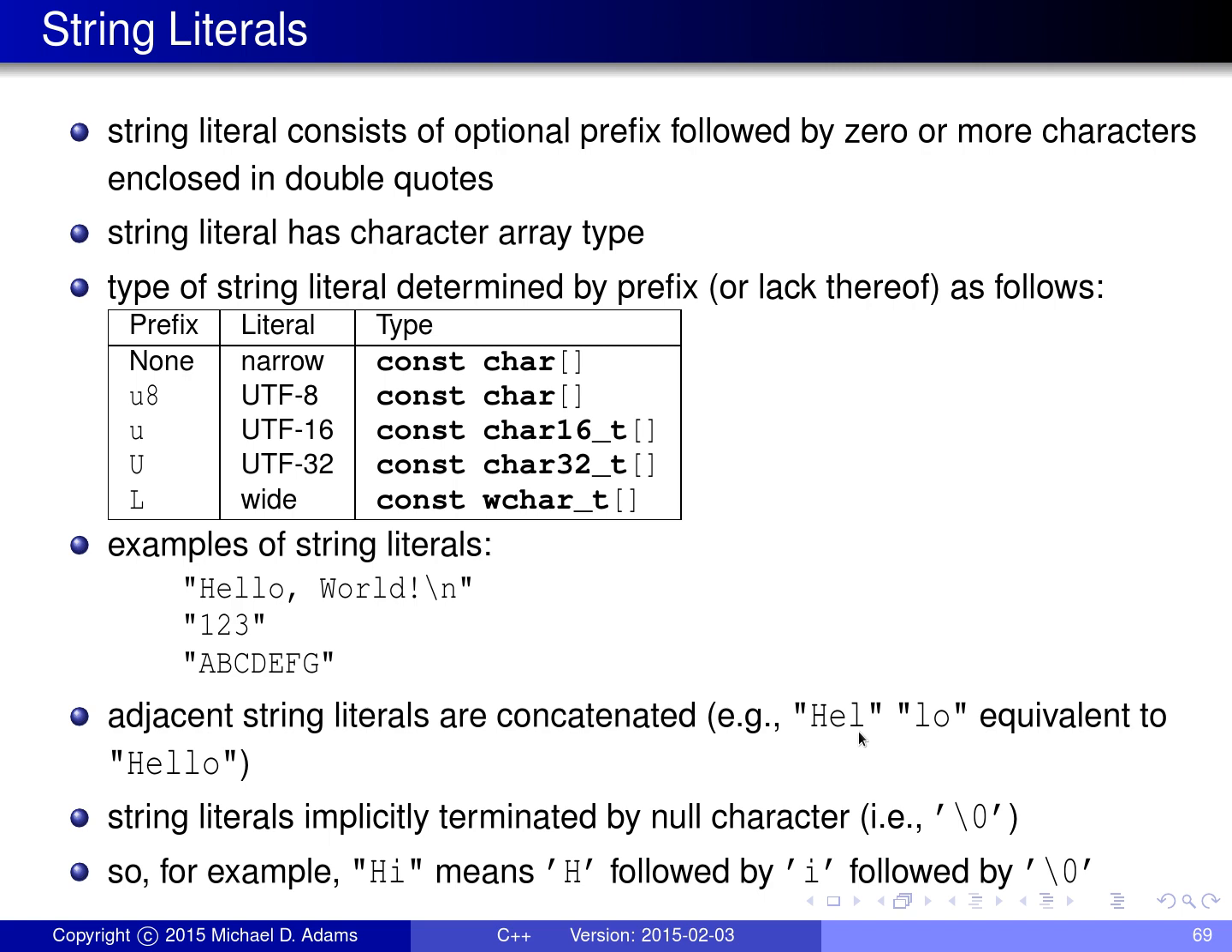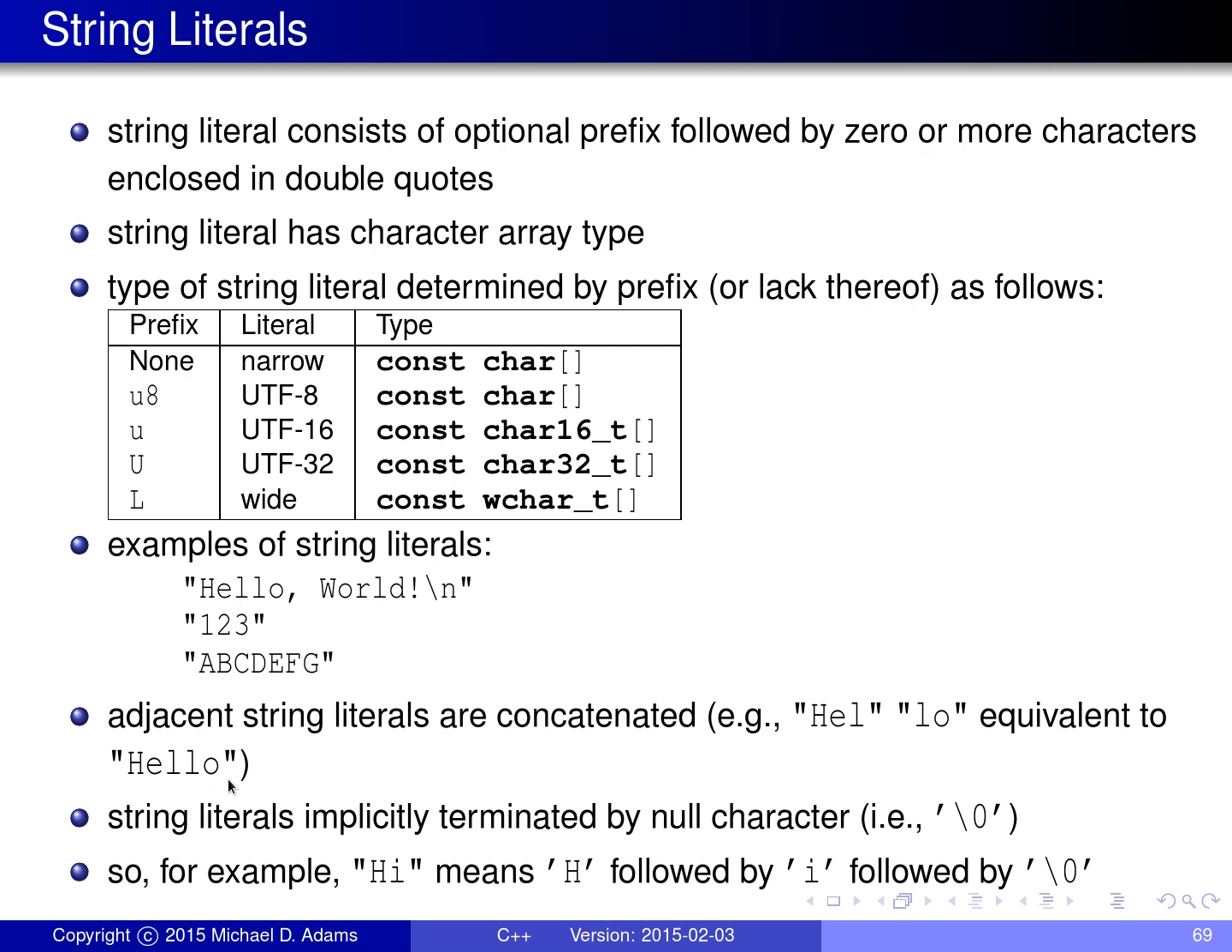Adjacent string literals in the language are concatenated. So for example, if you write HEL in double quotes, and then after that you write LO in double quotes, this will be treated as the string HELLO. In other words, these two strings will be concatenated into a single string and treated as such.